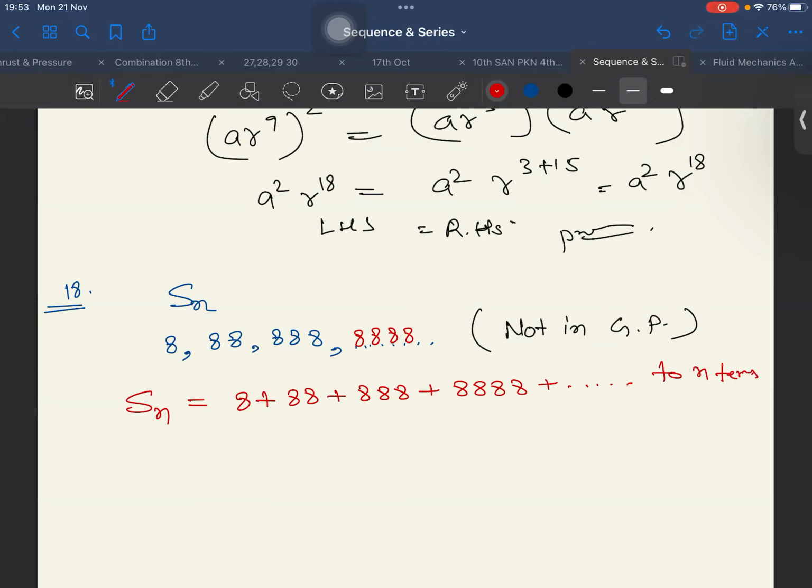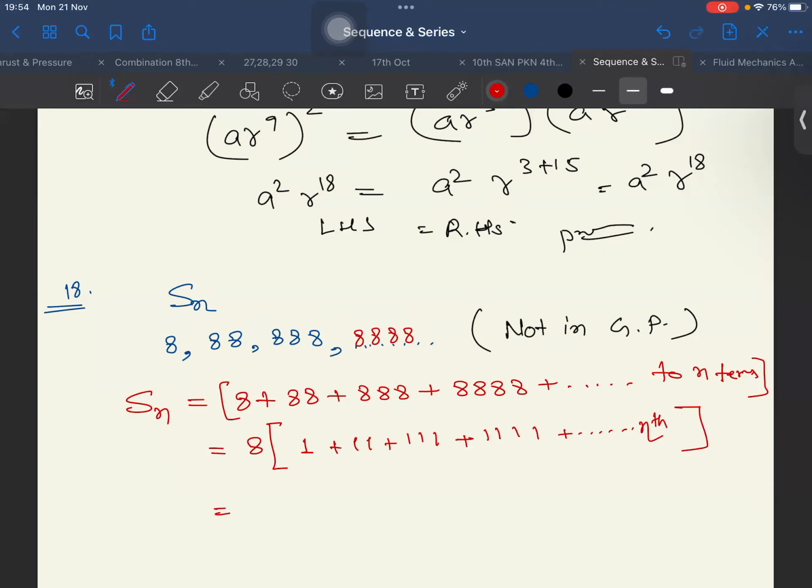Right? Yeah. So what you will do, you just take 8 common. Now what you will get here? 1 plus 11 plus 111, plus 1111, plus so on up to n terms. I'm not writing up to n terms all the time. You just understand up to n terms we are going. Not infinity, up to nth term. I'll just write nth.